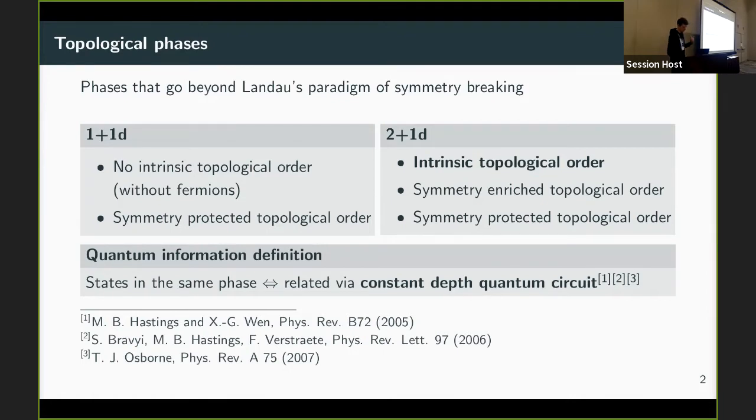But what is the quantum information definition of being in the same phase? Two states are in the same phase if they can be related via constant depth quantum circuits. That was shown or argued in at least those three papers. There are probably many more that I missed, but those are the main ones, I think.